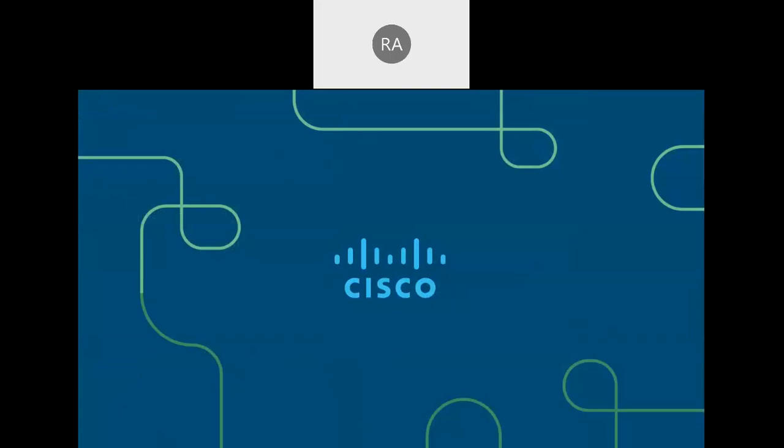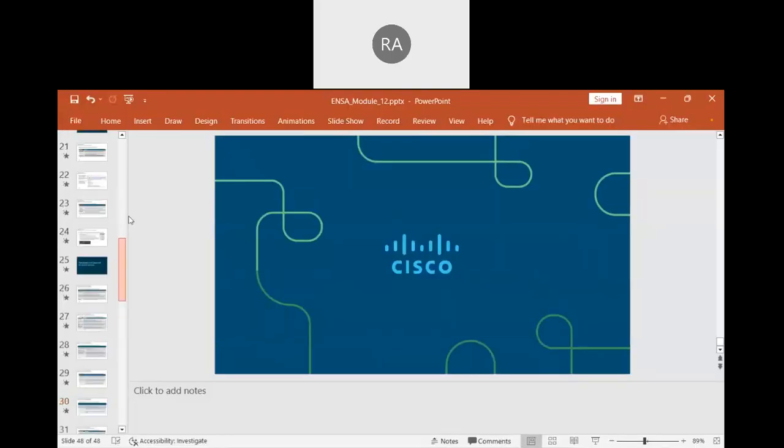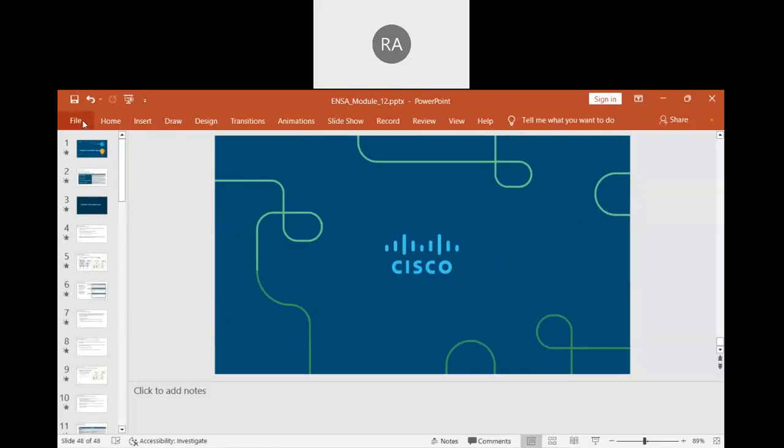So let's go my own way. I'm not configuring. I just want to draw a simple topology and then explain some things to you. Any question before I get there?